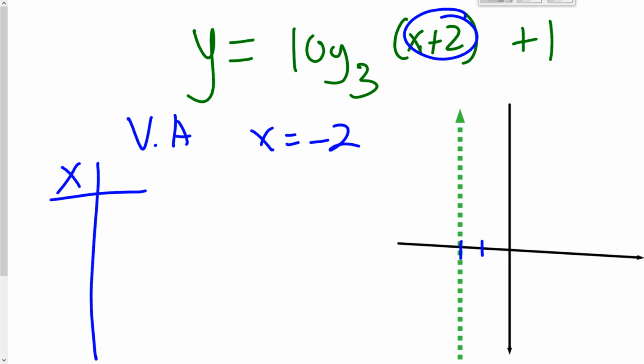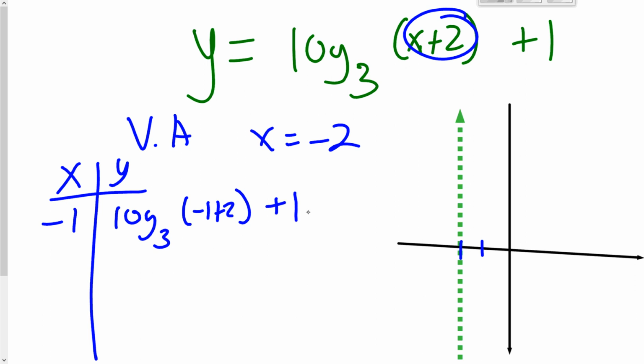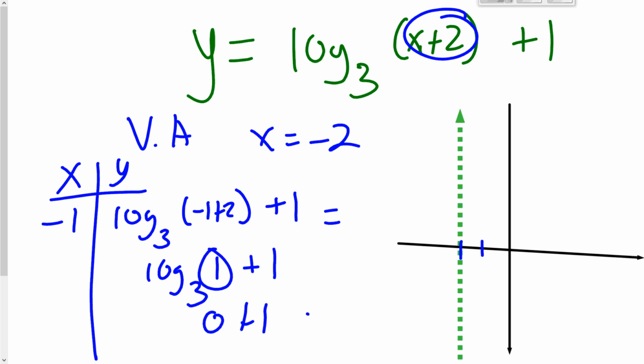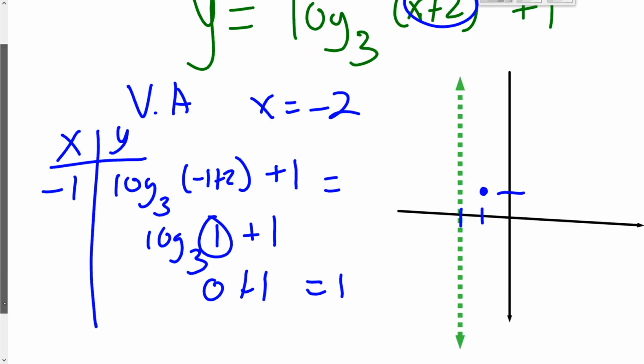Again, we can make a table and put in some x's. I can't do negative 2, and I can't do anything to the left, because it would cross that line. So how about negative 1? Let's plug in negative 1. Negative 1 plus 2 is 1, so it's log base 3 of 1, plus 1. 3 raised to what is 1? That is 0, and then 0 plus 1 equals 1. So the point is negative 1, 1.